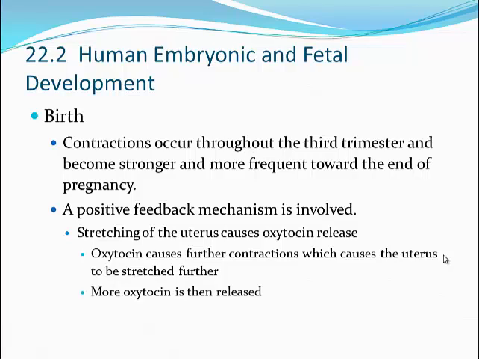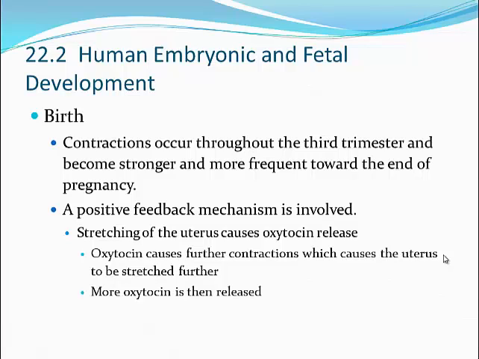The next section of the chapter focuses on birth. Contractions occur throughout the third trimester and become stronger and more frequent towards the end of the pregnancy. The first contractions are light, lasting about 20 to 30 seconds and occurring every 15 to 20 minutes. True labor is marked by uterine contractions that occur regularly every 10 to 15 minutes and last for 40 seconds or longer. These are known as labor pains.